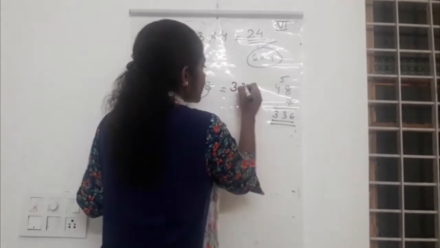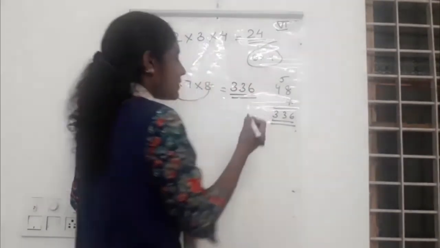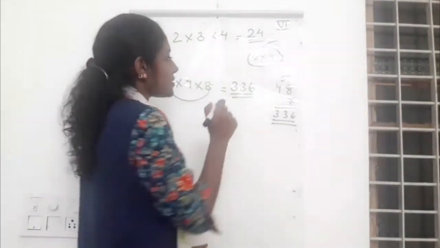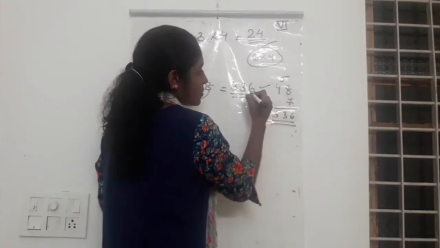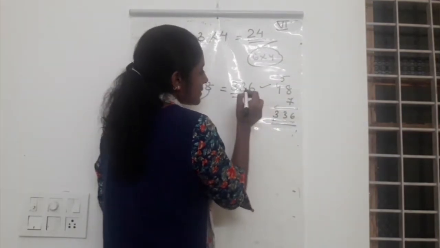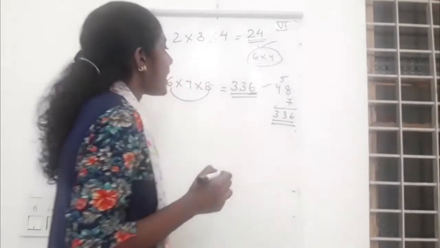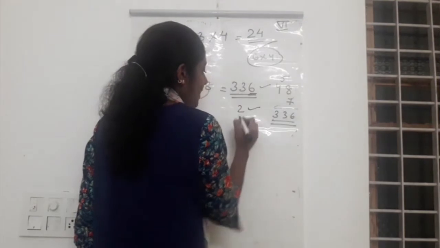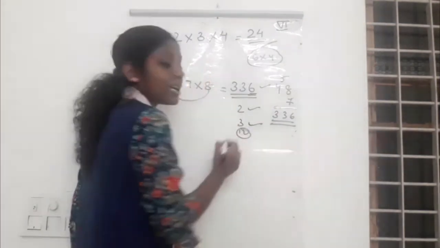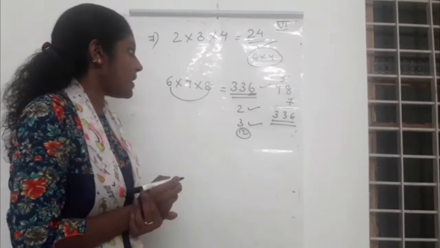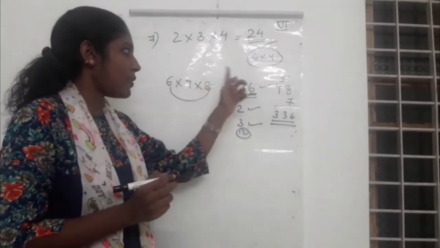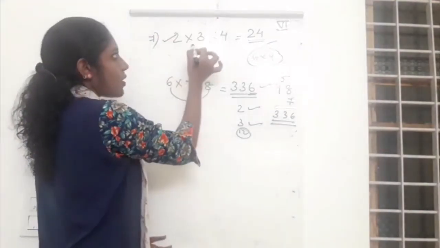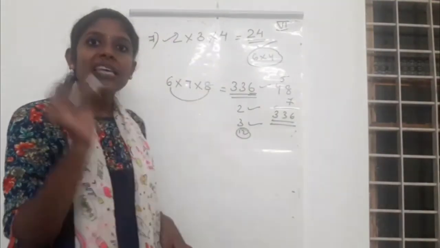So to check whether 336 is divisible by 6, we can use the divisibility rule, which you have already studied. 336 is divisible by 2 because the last digit is 6. Then to check divisibility by 3, add the digits: 6 plus 3 is 9, 9 plus 3 is 12. Yes, it is also divisible by 3. Since it is divisible by both 2 and 3, it is divisible by 6 also. So from this it is clear that the product of three consecutive numbers will always be divisible by 6.